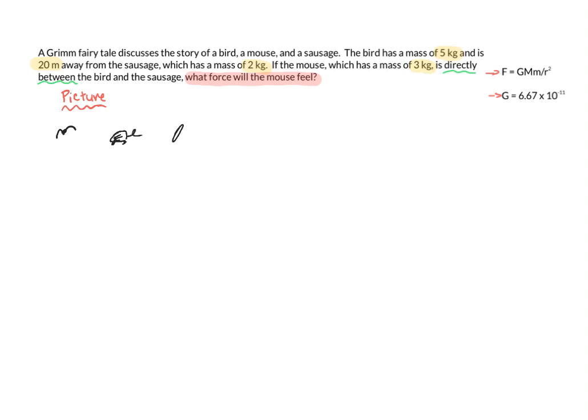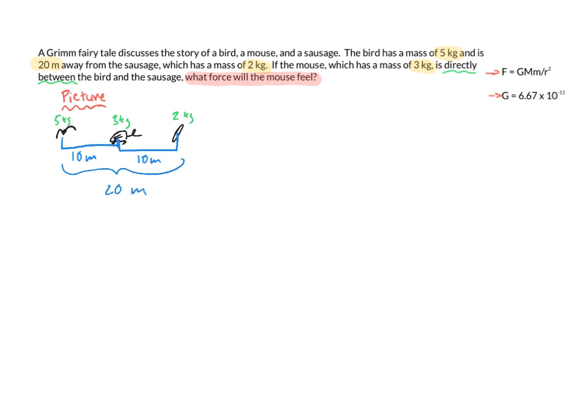And we know that the bird has a mass of 5 kilograms. The sausage has a mass of 2 kilograms. And the mouse has a mass of 3 kilograms. We also know that our bird and our sausage are 20 meters away from each other, and the mouse is halfway between them. So that means that the distance from the bird to the mouse is 10 meters, and the distance from the mouse to the sausage is also 10 meters, for a total of 20 meters between the bird and the sausage.